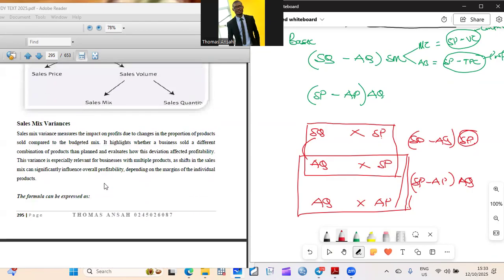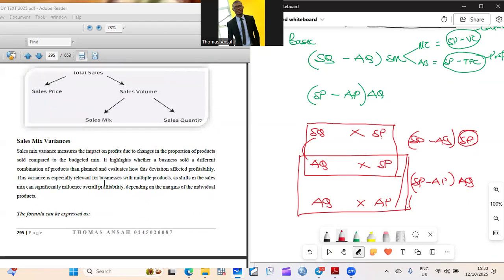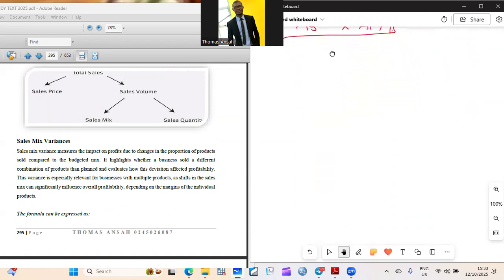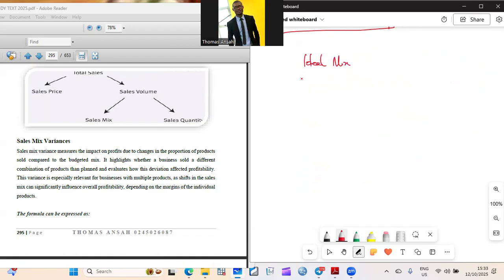Now we are looking at sales mix variance. So if we have a variety of products that are interchangeable, for example, if you are a business owner, you sell Ideal milk. All right. And you also sell Kaneshi.